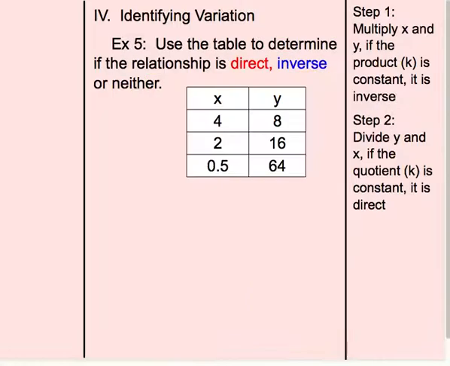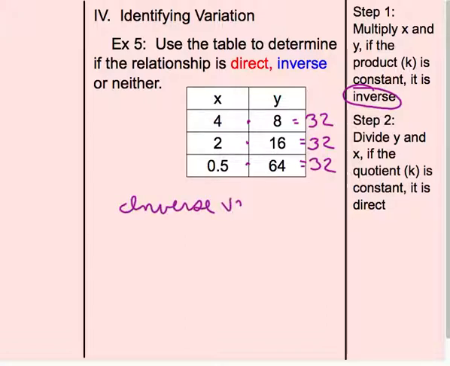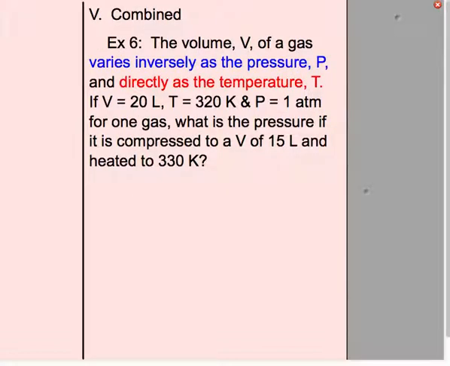All right, jumping back to our table, I've got the steps listed off to the side here. You can do these steps in either order, but as I'm looking through, I'm noticing the product is the same. And when the product is the same, we have a constant for an inverse variation. Of course, if the product and the quotient are not constant, then it would not be direct or inverse. And finally, our combined variation.